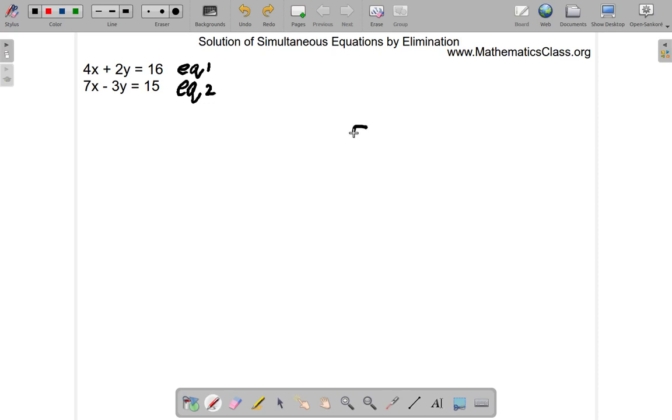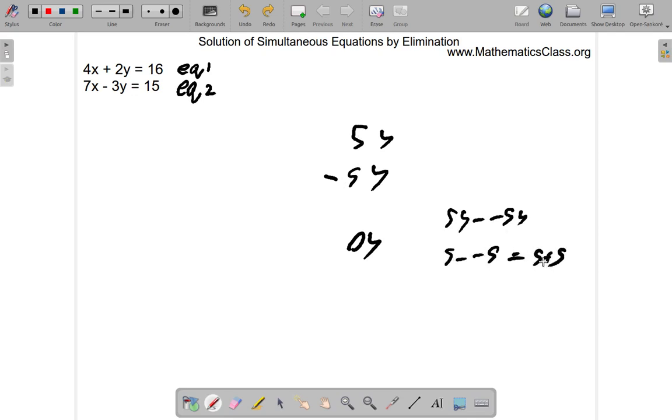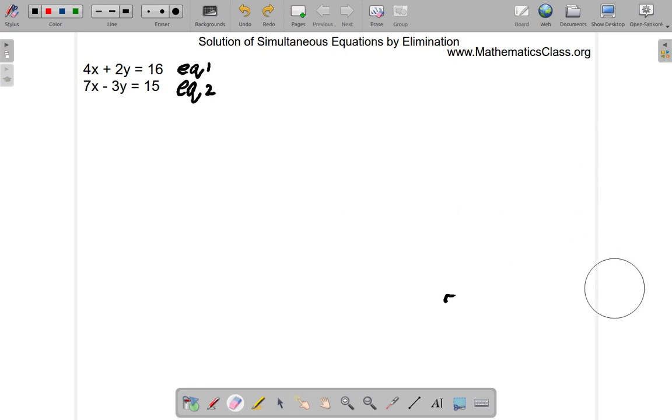For example, suppose we have 5y and 5y. Just subtract them and you eliminate y. You would end up with 0y. Nice. Or if we have a 5y and a negative 5y, we cannot subtract them because 5y minus negative 5y, 5 minus negative 5 is the same as 5 plus 5. What we'd have to do is add them. 5 plus negative 5 would be 0. So we could add them and we have 0y. But our aim is to get the same number of y, to eliminate y.